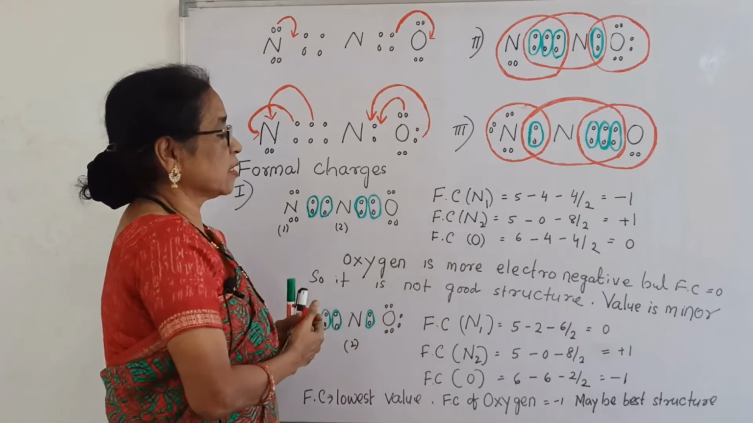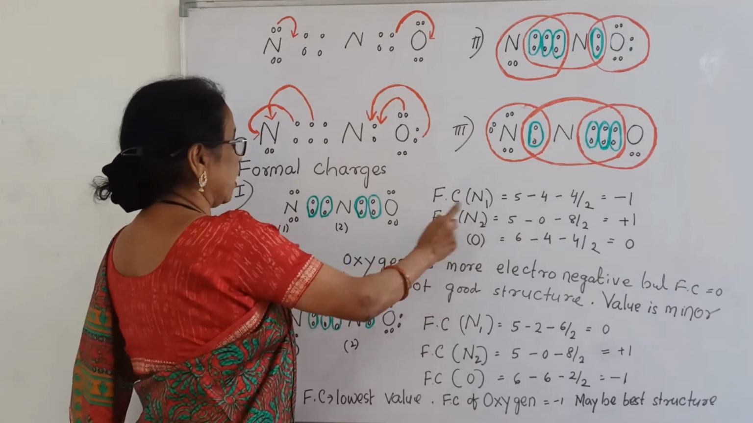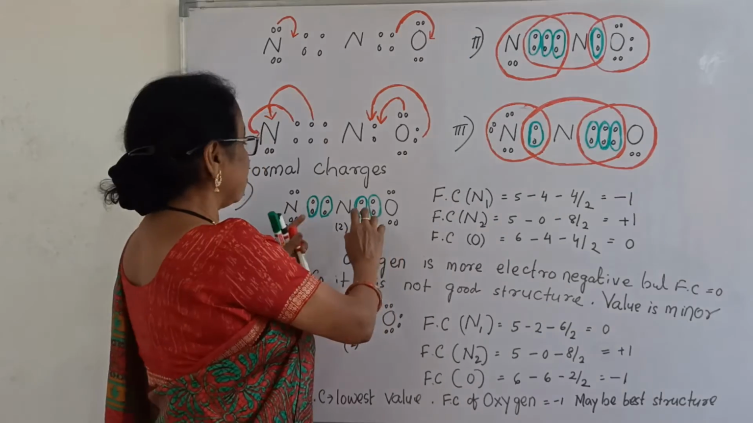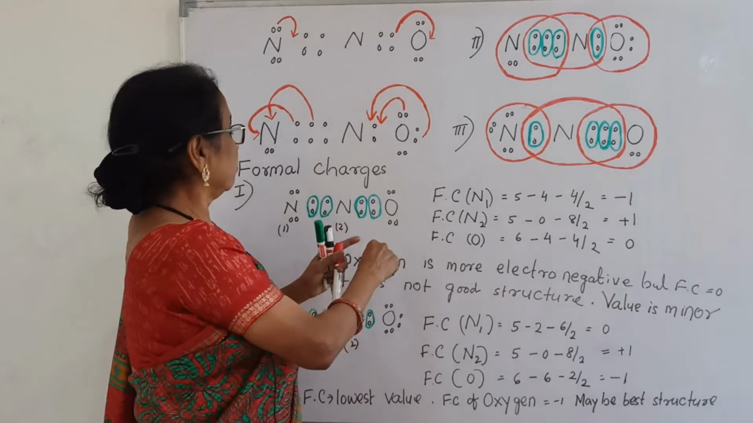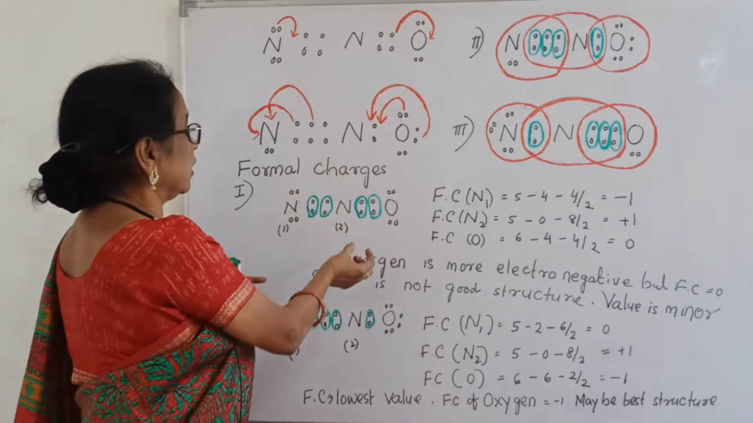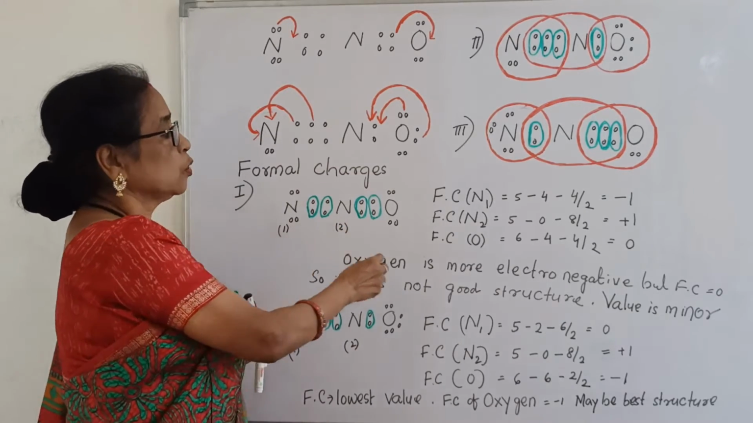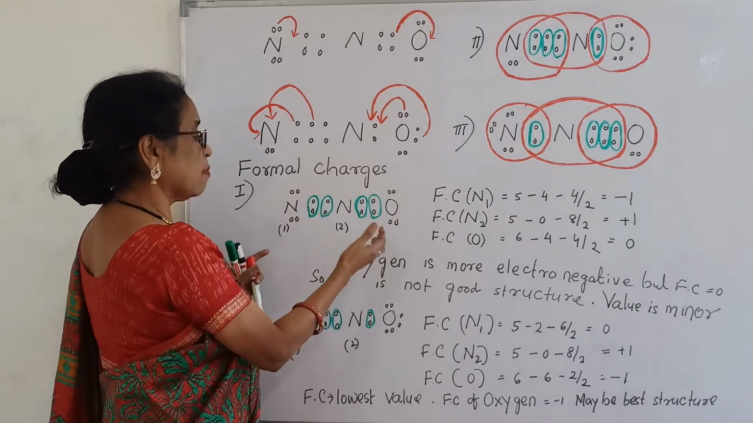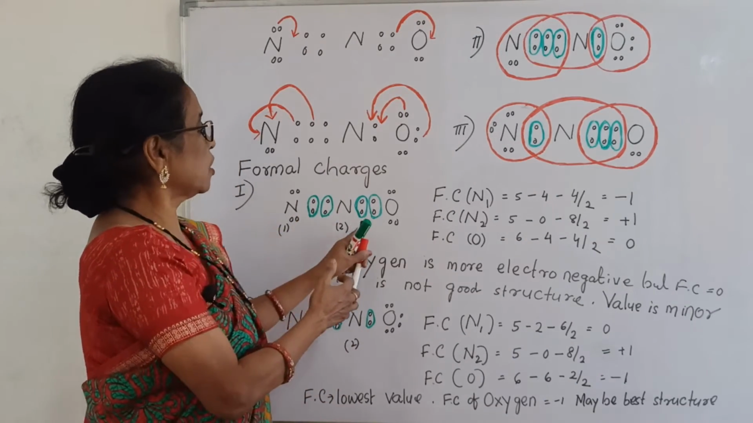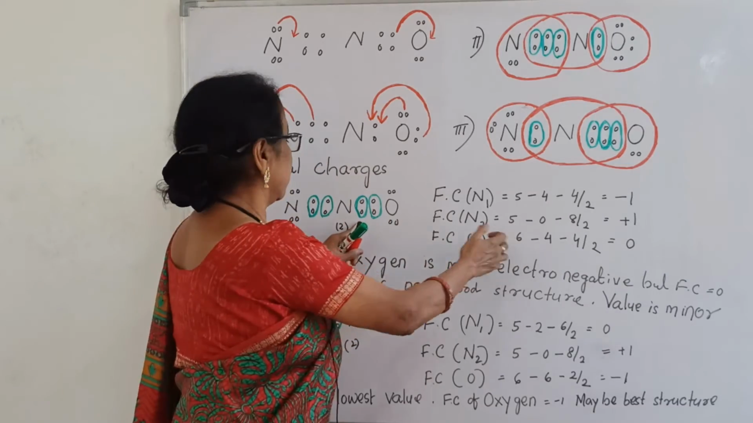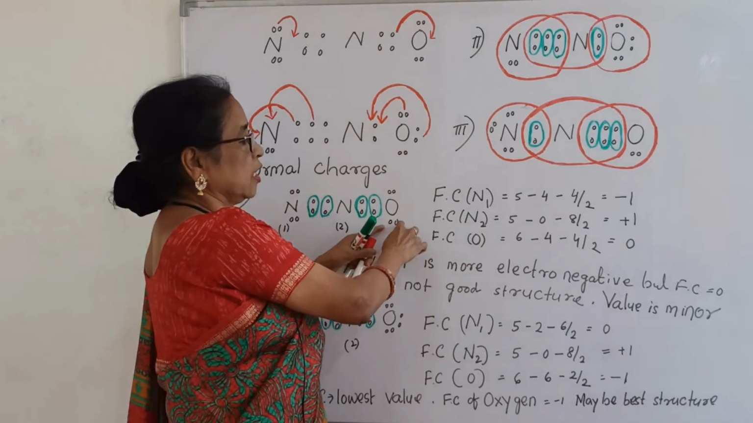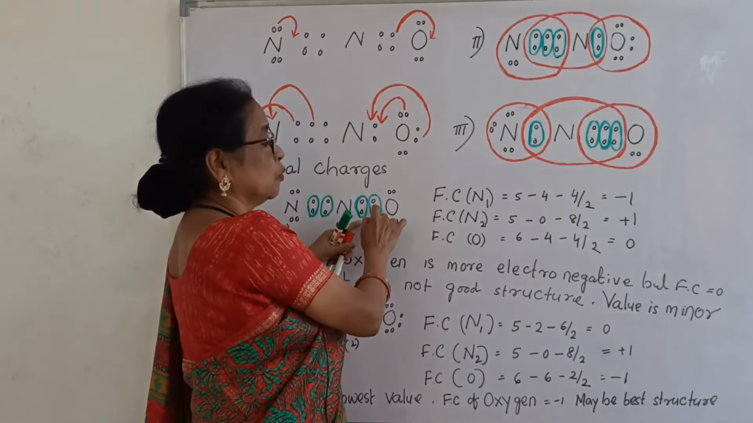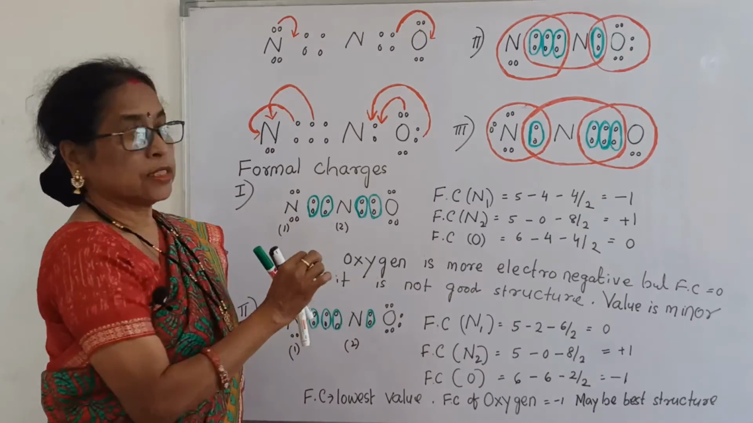Now the second nitrogen, valence electron 5, and here there is no non-bonding electron, 0, and minus how many bonding electrons? This side 4, this side 4, so 8 by 2, and the result is +1. Now the formal charge of oxygen. In oxygen, what is the valence electron? 6. And what is the non-bonding electron? This 2 and 2, 4. And what is the bonding electron? 2 plus 2, 4. So 4 by 2, and that is equal to 0.